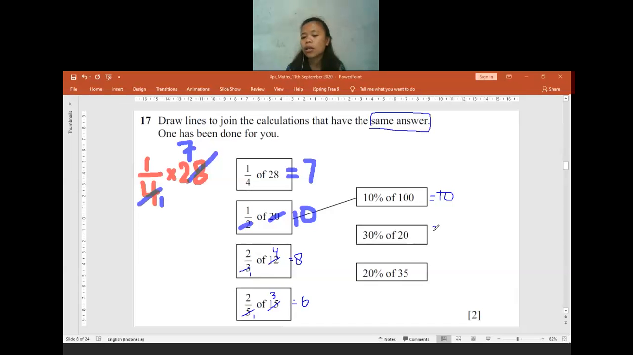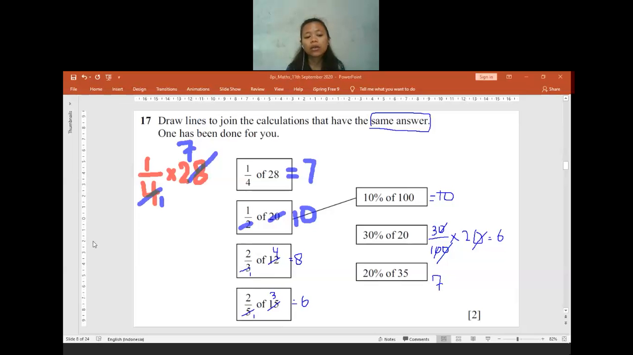For another box, percent means per 100. So you can do 30 per 100 times with 20. The answer later you can do cancelling again. So the 0 we can cancel. Another 0 we can cancel with this number. So in the end, we only have 2 times 3, which is equals to 6. And then for the last box, you can do the same thing. Later, the final answer will be 7.